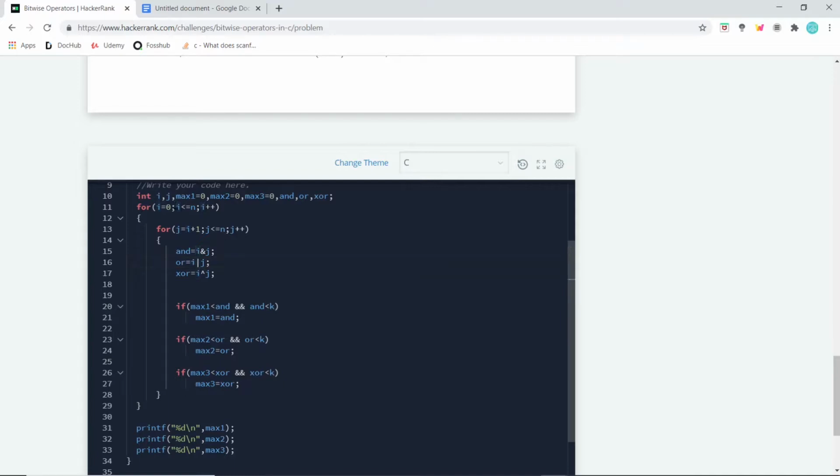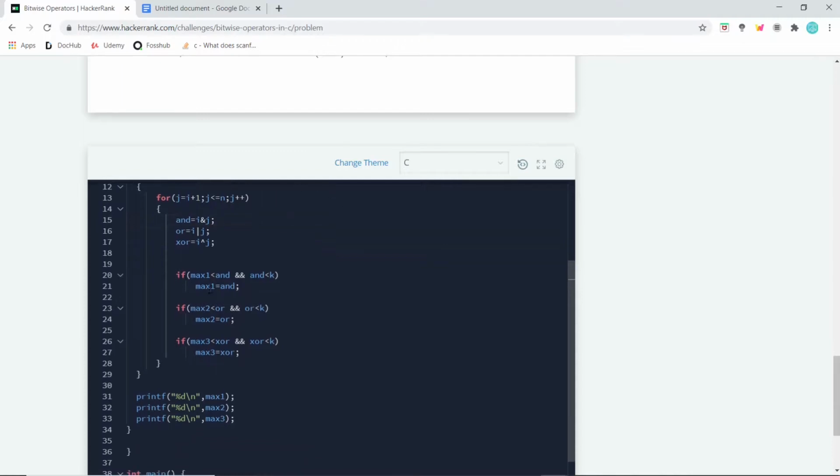And then we have the values of i and j, and we do the AND operation and we store the result inside this variable named AND. We do the OR operation on these two values and we store that inside OR. We do the exclusive OR operation and we store that inside XOR. These are variables, AND, OR and XOR.